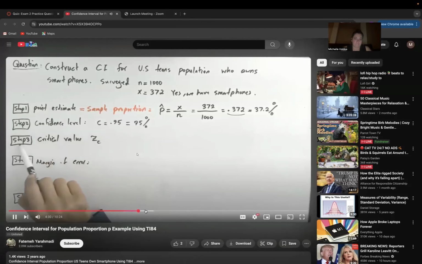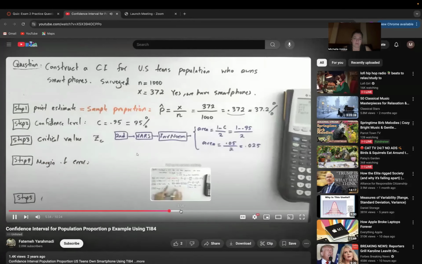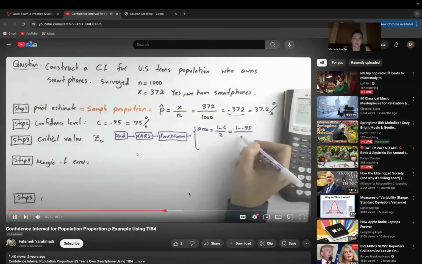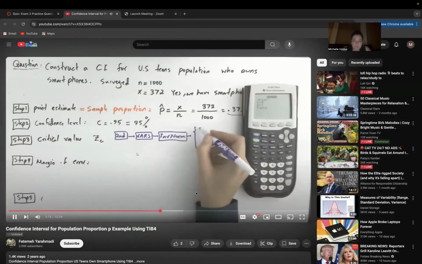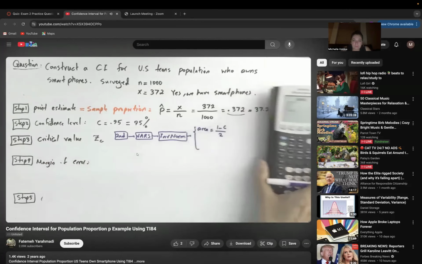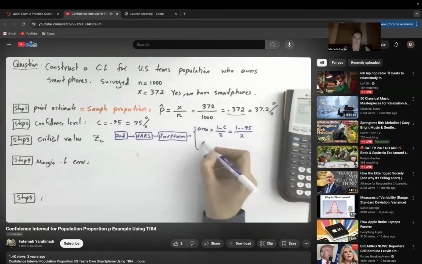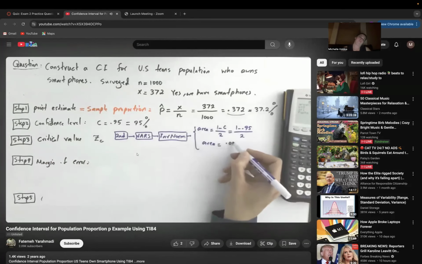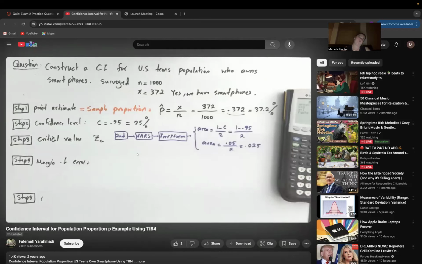And now we move on to inverse norm. Okay, I did all that correctly. 0.025, wait a minute, divided by 2. Thank you very much. So the area, as usual, is 1 minus C divided by 2. So C is 95%. 1 minus 95% divided by 2, or the area is 5% over 2, or 0.025.